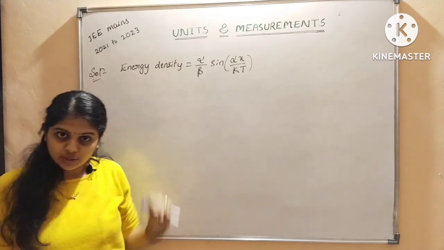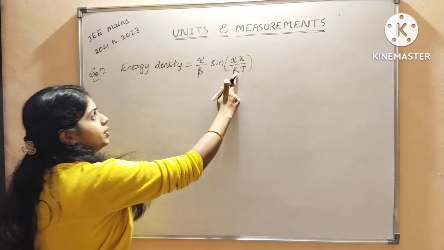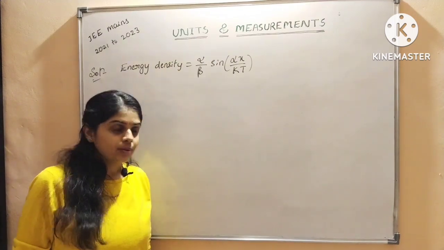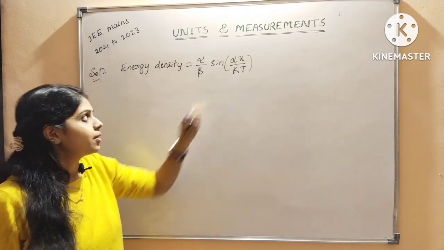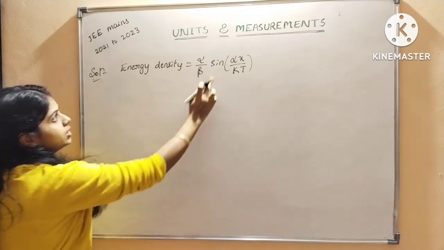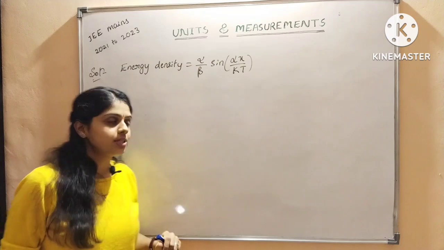This problem is similar to the previous problem. Just notice that k is repeated here. From this we can notice that we should know the dimension of the Boltzmann constant. Let us try to solve it. Okay, sine of alpha x by kt is a dimensionless constant.